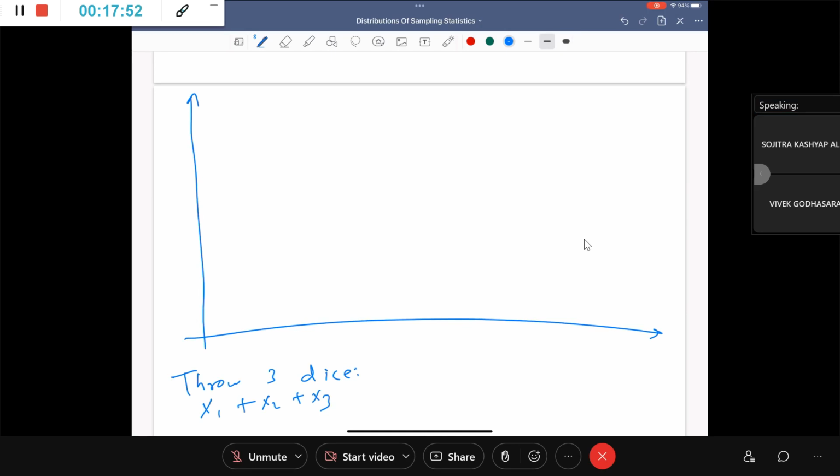If you were to throw 3 dice, then what will be the range of x1 plus x2 plus x3? Where will it start from and where will it end? Smallest and largest value? 3 to 18. Yeah.